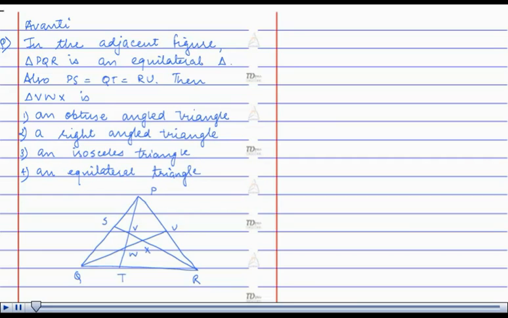Hello, I am Avanti. The question is, in the adjacent figure, triangle PQR is an equilateral triangle. Also, PS is equal to QT is equal to RU. Then, triangle VWX is. In this question, we use the concept of congruent triangles.